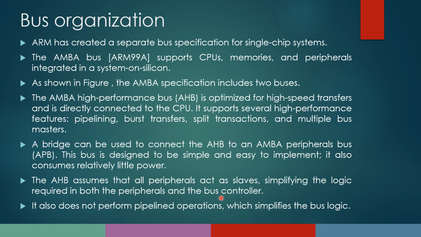And the next section, that is the APB section, does not need to perform complex operations, for example the pipelining operation. So it simplifies the bus logic, so that it requires lower power also. So we have two types, that is the high speed and the low speed buses, and they are interconnected with the help of a bridge. So the bridge is the interconnecting factor in this case. In this particular section, we have discussed mainly the pipelining mechanism as well as the bus organization, that is AMBA bus organization.